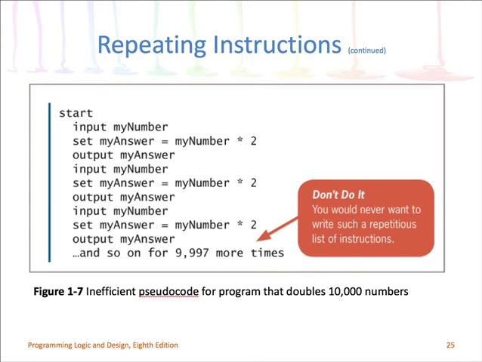So here they're showing you what not to do, which is input a number, double it, output it, input it, double it, output it, etc. 10,000 times. If you had to write the pseudocode for that, you wouldn't be real happy. If you had to write the actual code for that, you would not be real happy.